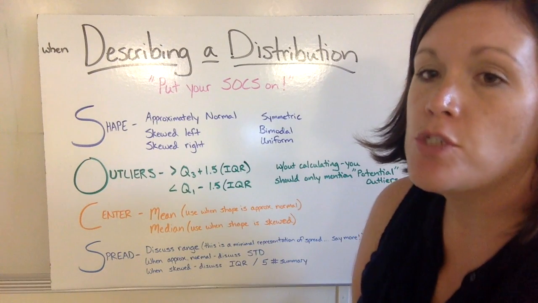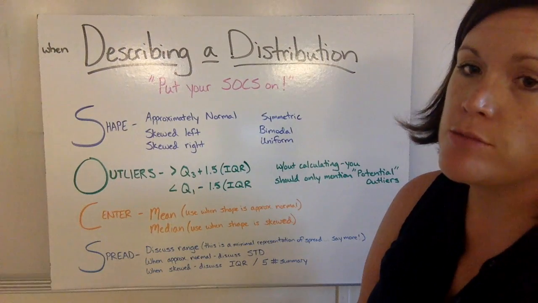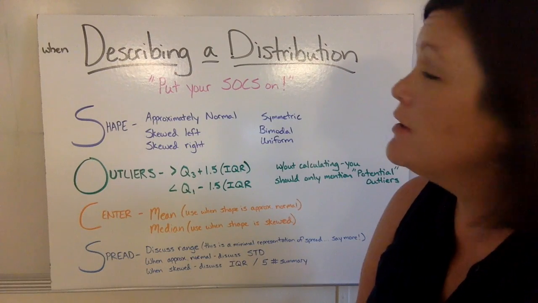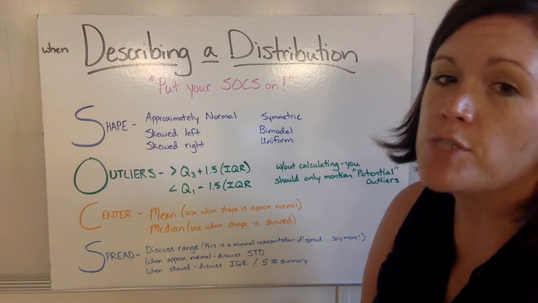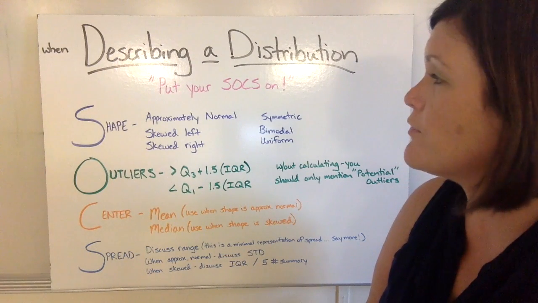Let's discuss what to do when you're asked to describe a distribution. You should put your socks on. So SOCKS is a way that we remember shape, center, spread, and outliers. We just spell it as SOCKS to help you remember the phrase.